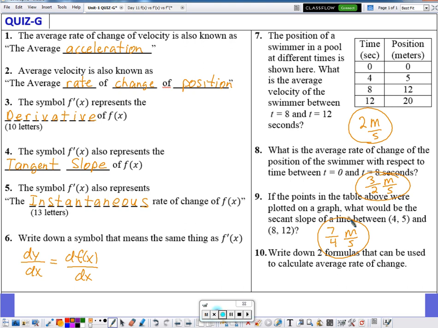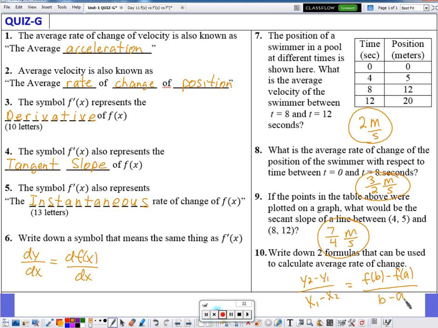Number 10. David? y minus y1 over x minus x1. Perfect. f of b minus f of a over b minus a. Well done. So either one of those is perfectly valid. You don't have to have both, one or the other.